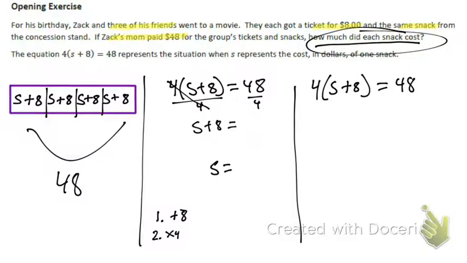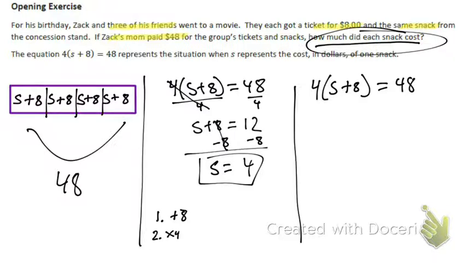And then on the other side, 48 divided by 4 gets you 12. So this part here tells you something important also. It tells you that, what's s plus 8? That's a snack plus the $8 ticket, right? That's each person. Each person got a snack plus the $8 ticket. So each person spent $12, or each person cost $12 for the mom, right? Then how do we get rid of the plus 8? We do the opposite, which is subtracting 8. They cancel out. So the snack is $4. So each snack is $4.